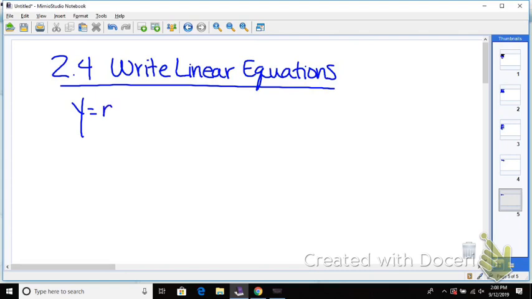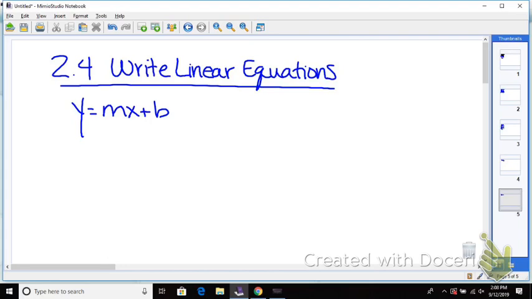Just a refresher from yesterday. y equals mx plus b is our linear equation where m is the what? Slope. And b is the starting point or the y-intercept, where it's starting on the y-axis. Okay?